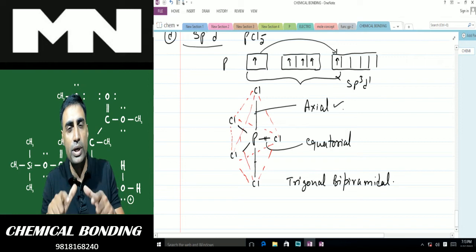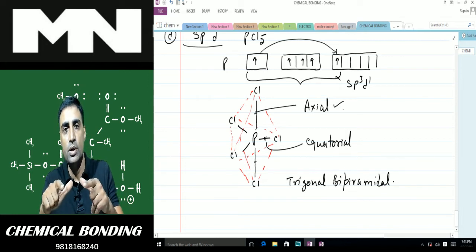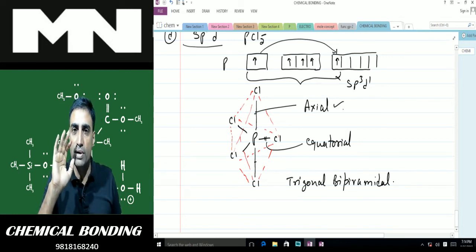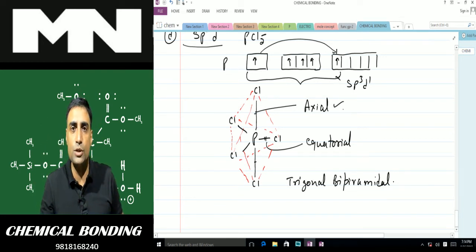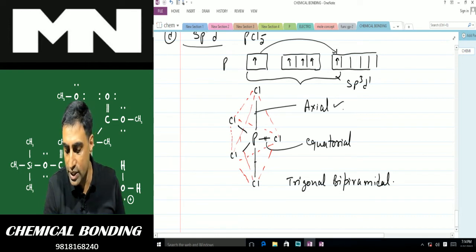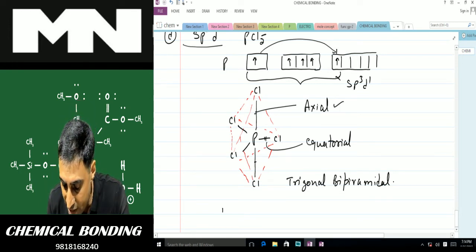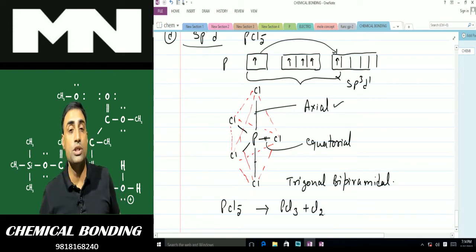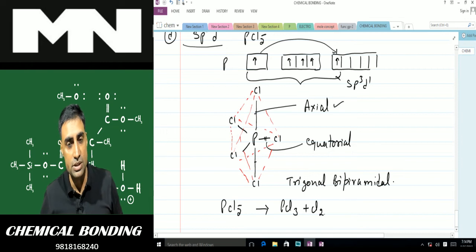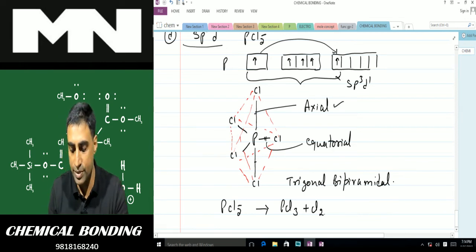Again, the chlorine atoms at the equator will give repulsion to the chlorine coming through the axis. And that's why the axial bonds are longer and weaker. Now, since the axial bonds are longer and weaker, PCl5 very readily breaks into PCl3 and Cl2. So this is how PCl5 appears, and the shape is trigonal bipyramidal.